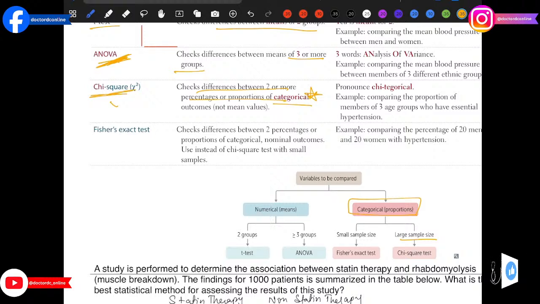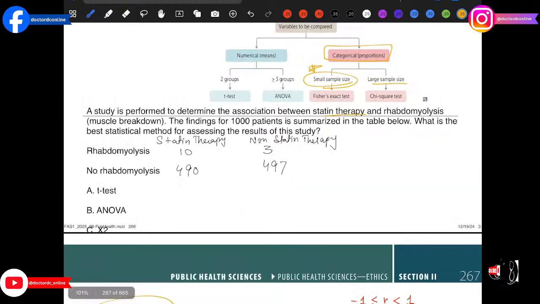Okay, let's do a question. A study is performed to determine the association between statin therapy and rhabdomyolysis. The findings for 1,000 patients are summarized in the table below. What is the best statistical method for assessing the results of this study?